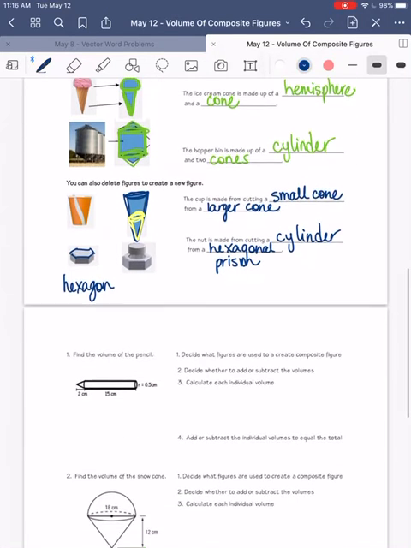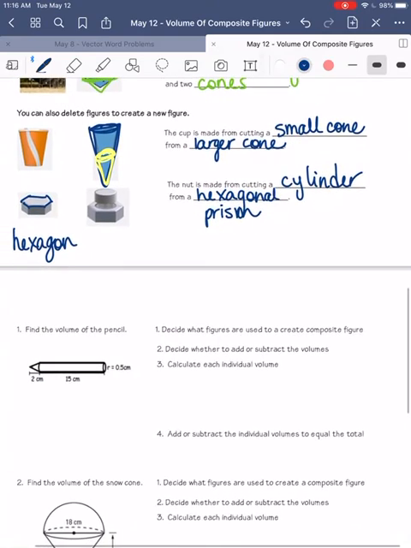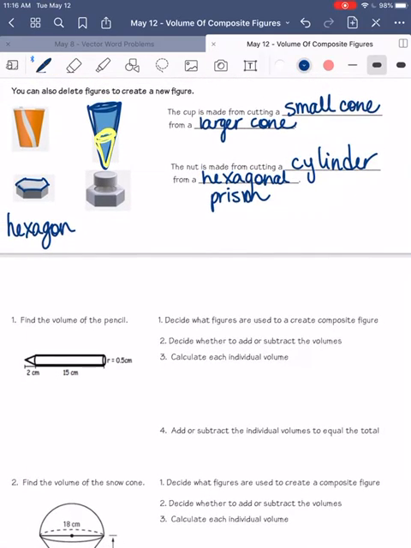Okay, so we have a pencil. And we need to figure out, first of all, what are the figures that are used to make the pencil. We're going to decide if we need to add or subtract them, and then we're going to calculate the individual volumes and then do what we thought, add or subtract. Okay, so a pencil is made up of, let's discuss, this big part here is a cylinder. And then the little tip, this part, I should do it a different color, this part is a cone. Now, are we putting those two shapes together or are we subtracting them?